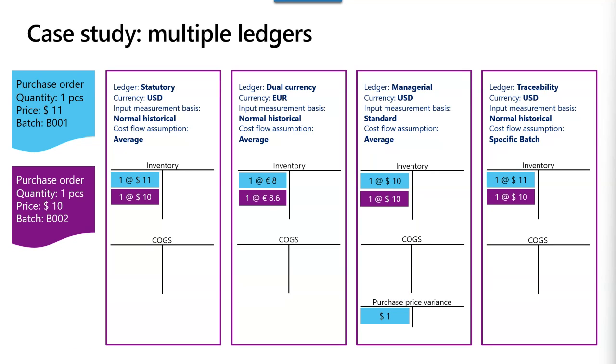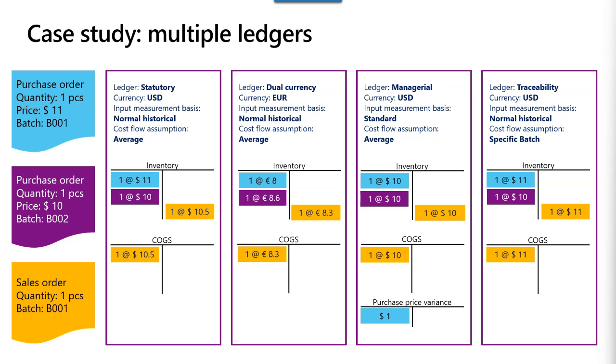Our second transaction is another purchase order for a quantity of 1, this time with batch B002 and a price of $10 for this unit. In the statutory ledger, we add the inventory in at 10 US dollars. In our dual currency ledger, we get our inventory in at 8.6 euros, which is changed reflecting the new exchange rate. In our managerial ledger, we get our inventory in at 10 US dollars with no variance this time because the cost matches our standard cost. And in our traceability ledger, we bring in our unit at $10 as well.